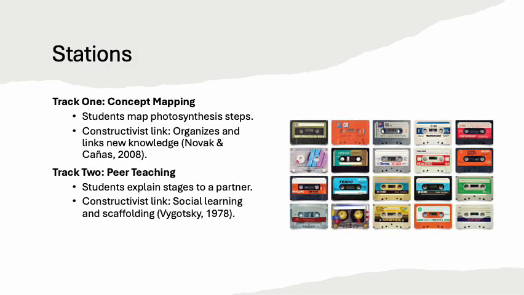Now, in class, students rotate through stations, each one designed to crank up the active learning. Track 1 is concept mapping, where students visually map the photosynthesis process, helping them connect and organize the knowledge. Track 2 is peer teaching. Students explain the process to one another, reinforcing understanding through collaboration. Both tracks reflect constructivism by emphasizing organization, integration, interaction, and language.